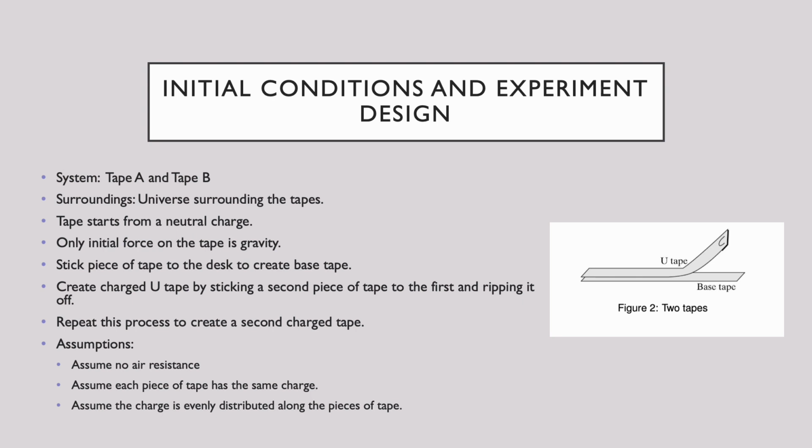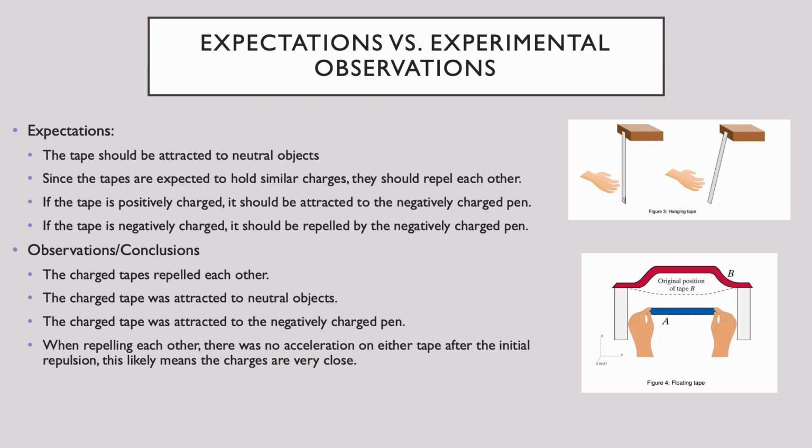So the assumptions for this week are that there is no air resistance on the tapes. Each piece of tape has the same charge, and I'm assuming the charge is evenly distributed along the pieces of tape. The expectation for the experiment was that the tape should be attracted to neutral objects. Since the tapes are expected to hold similar charges, they should repel each other, and if the tape is positively charged, it should be attracted to the negatively charged pen, and vice versa. It should be repelled by the negatively charged pen if it's negative.